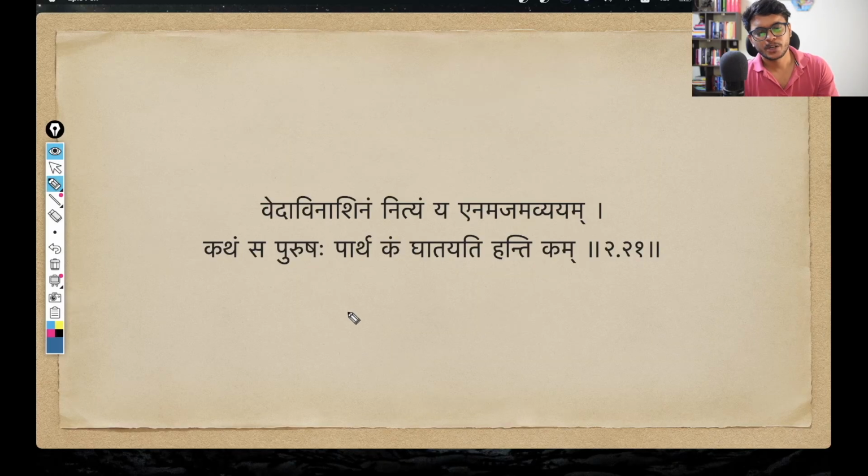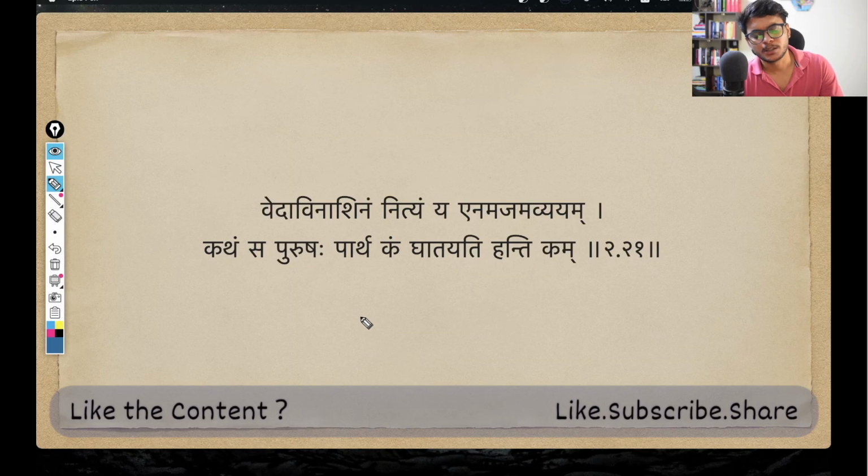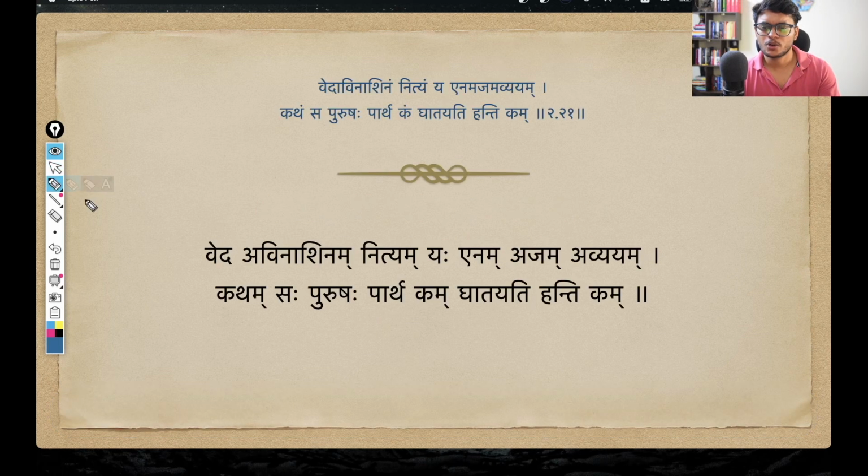Okay, so this is our 21st shloka. Let me go through the shloka once. Veda vinashinam nityam ya enam ajama vyayam katham sa purushah partha kam ghatayati hanti kam. Okay, so this is the shloka, and this as usual is the Sandhi Vichcheda version of the shloka.